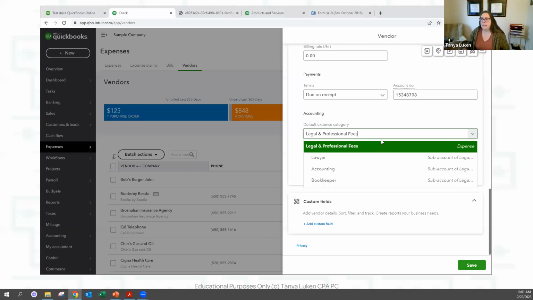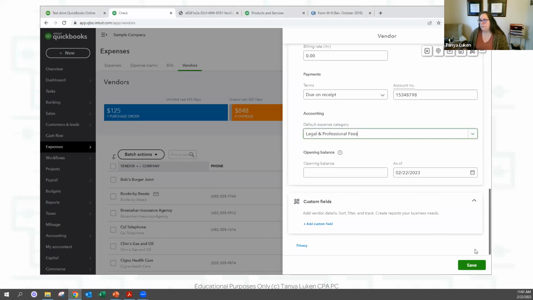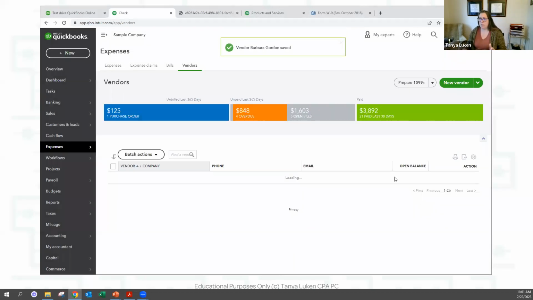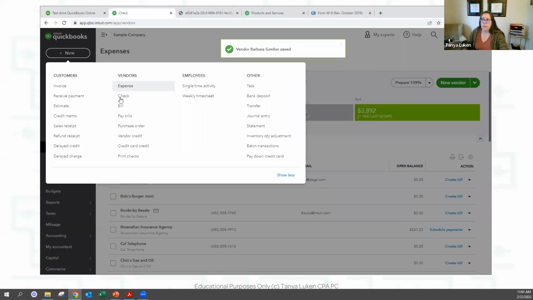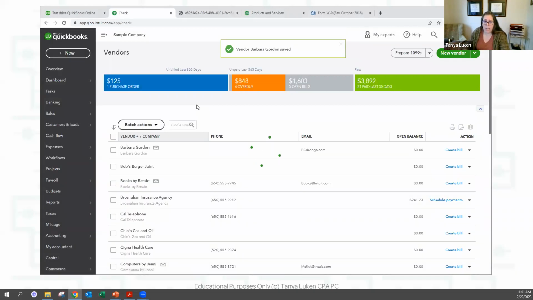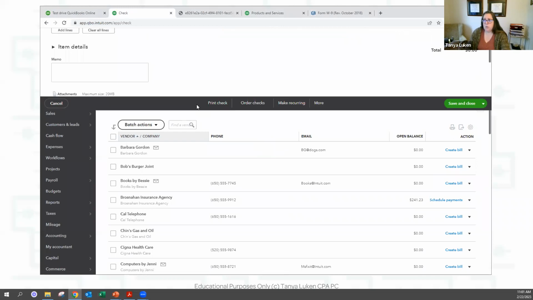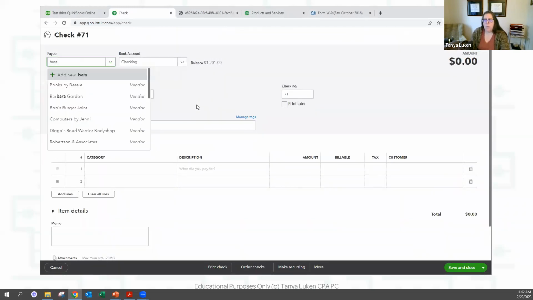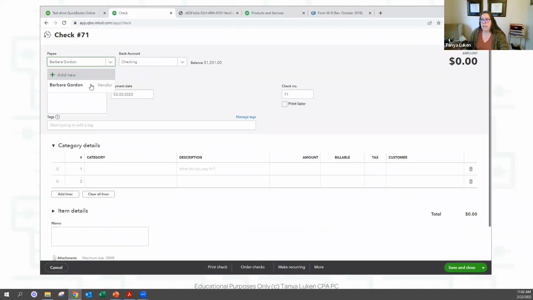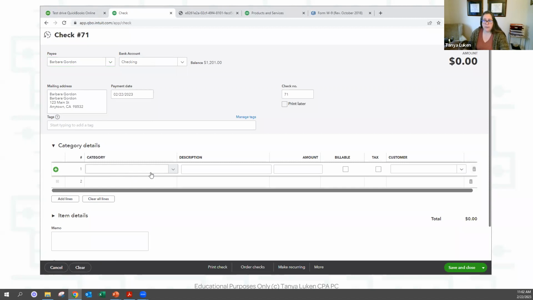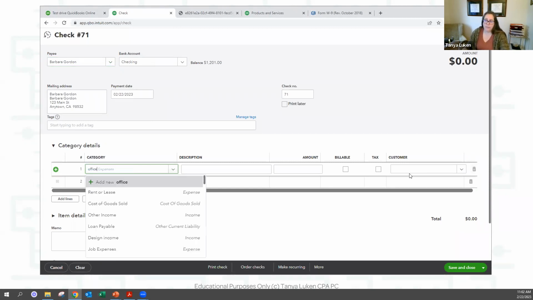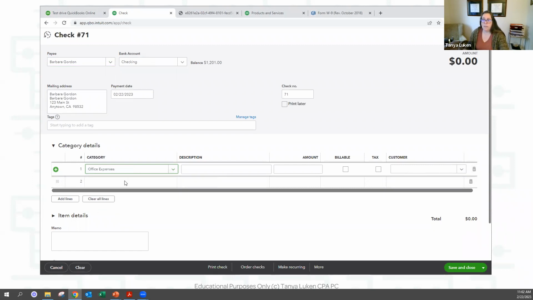Okay, so I picked legal and professional fees here for Barbara Gordon. I'm just going to show you one quick thing. Now when I go to pay her with a check, or use Melio to pay her, when I type her name, it's going to come up and tell me that it's legal and professional fees. It's going to add it here already. I can always change it. Like, let's say I'm reimbursing her for some office supplies or something, I can always change it to be something different.